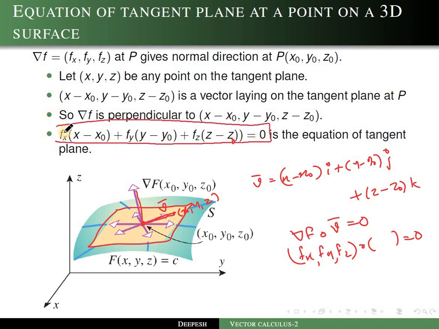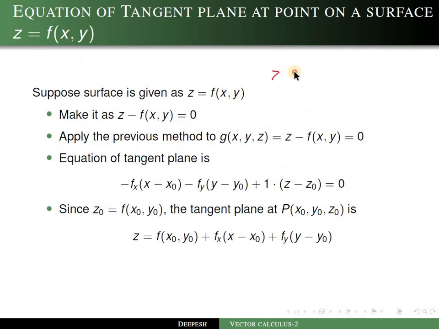So ultimately it says that if you have a surface given by f of x comma y comma z equal to a constant, then the normal vector is given by del f at that particular point at which we are seeking the normal. That will be giving you the normal direction. And the tangent plane's equation will be given by fx into x minus x naught plus fy into y minus y naught plus fz into z minus z naught equal to 0. So this is the equation of the tangent plane.